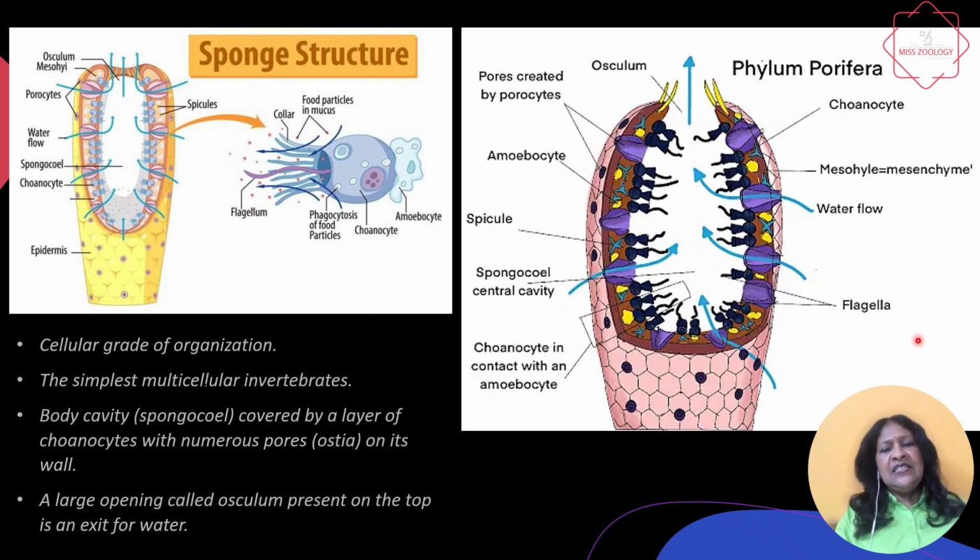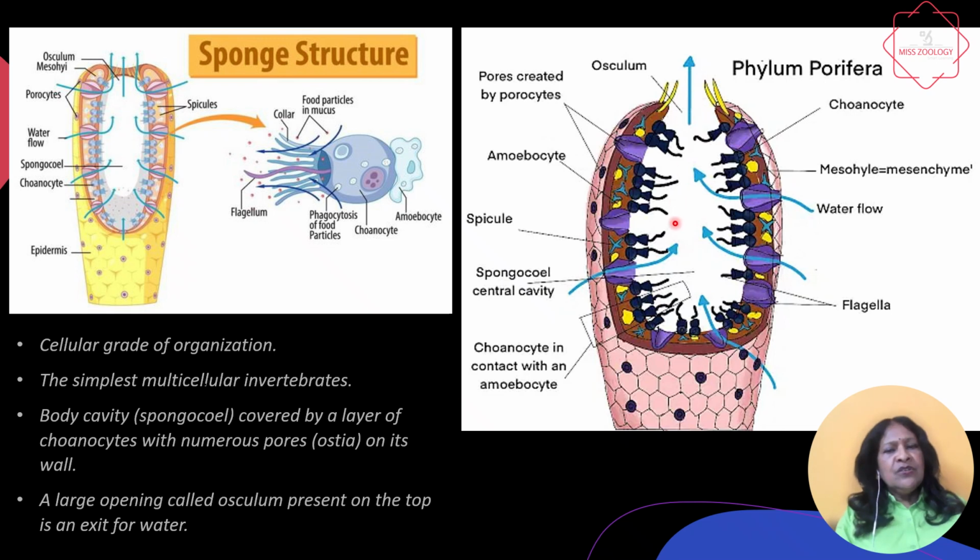The body is covered by a layer of cells called choanocyte cells. This traps a body cavity which is called the spongocoel. There are a few other cells of a little different kind which are called amoebocyte cells embedded along with the choanocytes. On the top there is a large opening called an osculum.